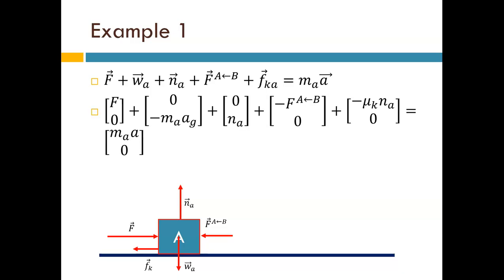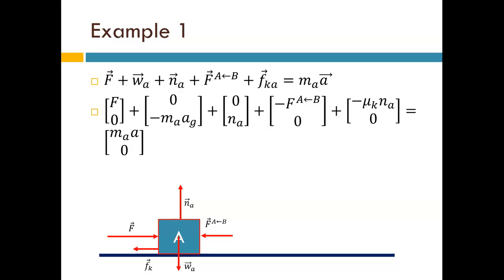That's easy enough. What I'm doing is I'm replacing each of those vectors with a column. And each column has the x and y components. So we have F breaks down into F and 0. Weight has no x component, but it has a negative y component. So we have a minus sign pointing downward. And we calculate the weight by taking the mass and multiplying it by the free fall acceleration, thus m_A times a_g. Then the next one is the normal force, which we have strictly in the y direction.